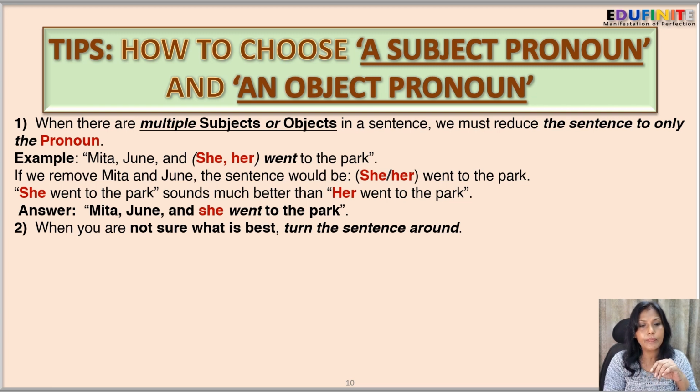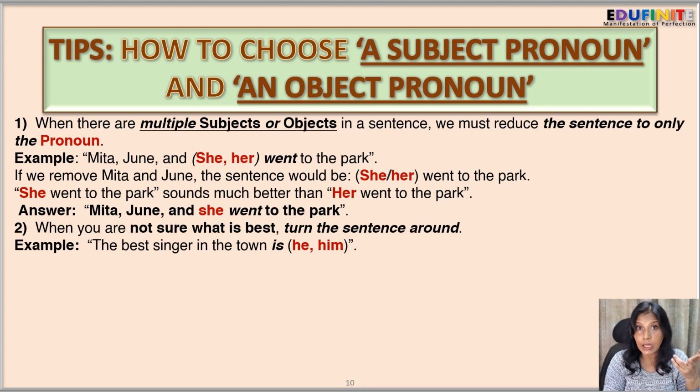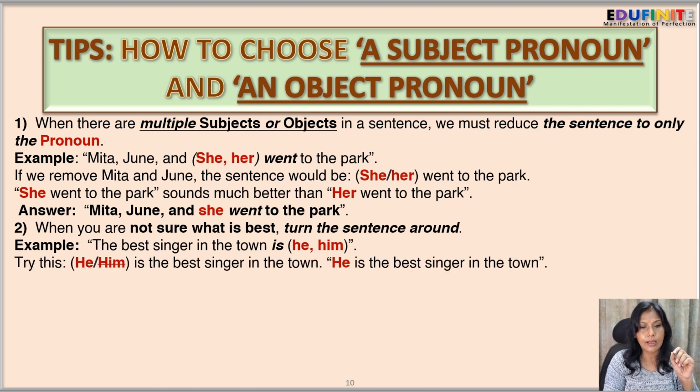For example, "the best singer in the town is he or him." Now let's see how do we solve this. Try this: "He is the best singer." So what we do, we turn the sentence around.